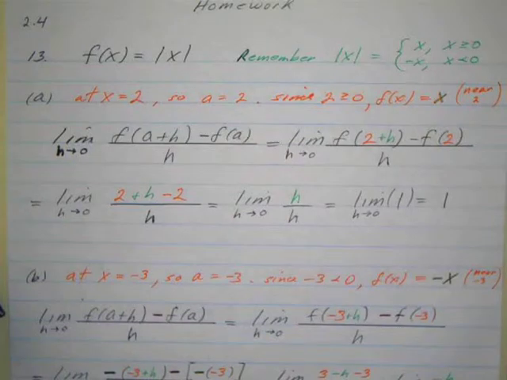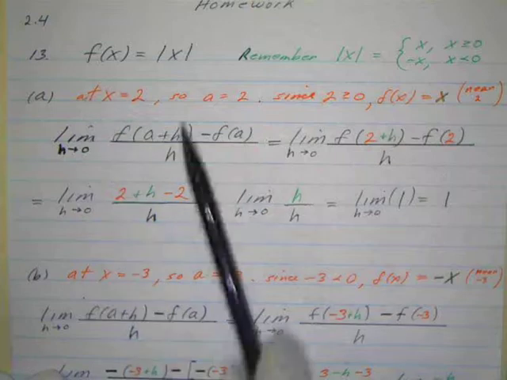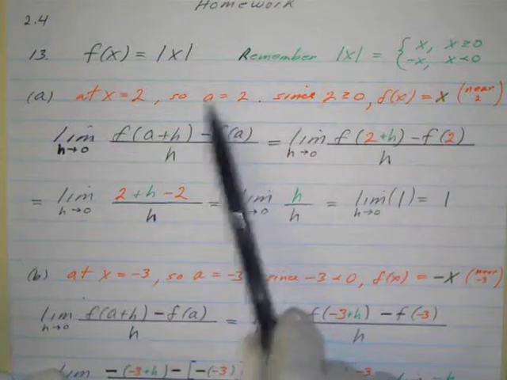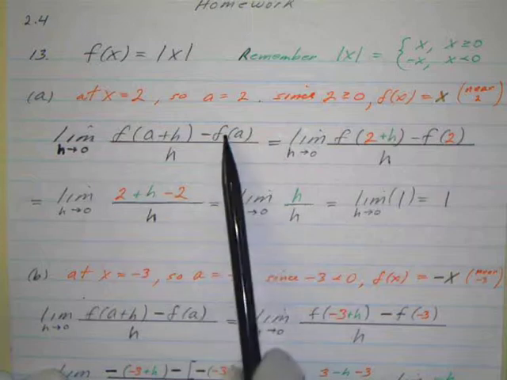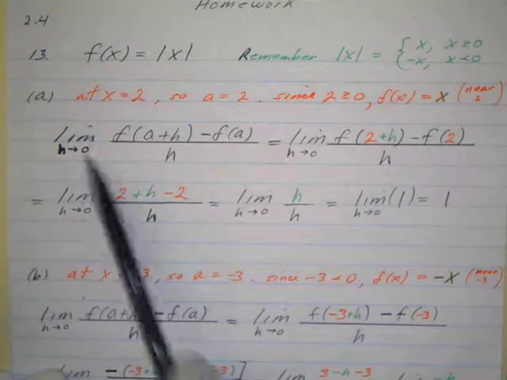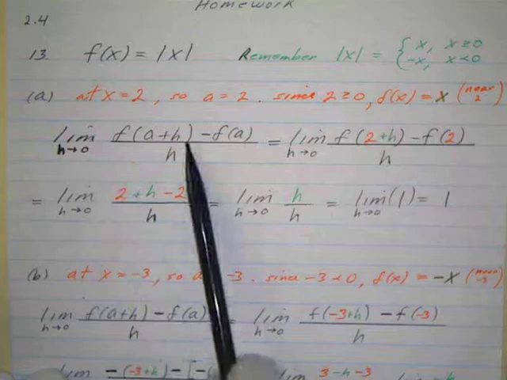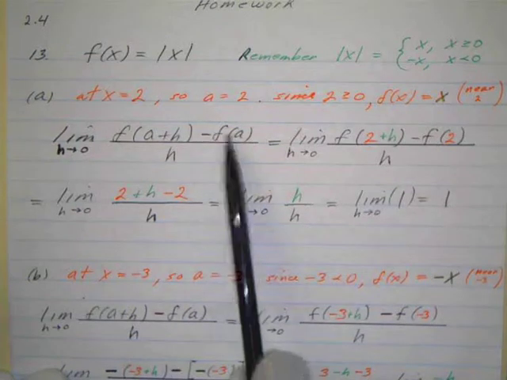And number 13, find the slope of the curve at the indicated point. We have two different points here. A, we want to find the slope at x equals 2. Well, remember, so A is x equals 2, so my point in my formula here for the slope, remember this is from page 90. This is the formula for the slope. It's a limit as h approaches 0. Okay, so A is going to be 2 in this formula.